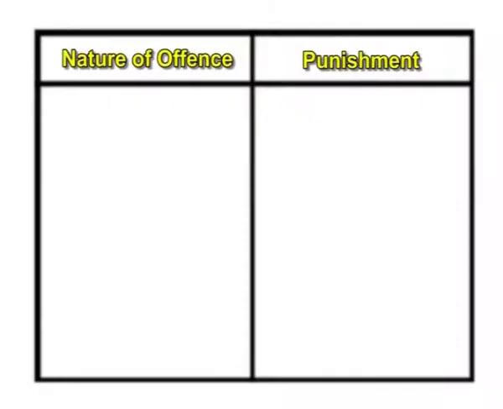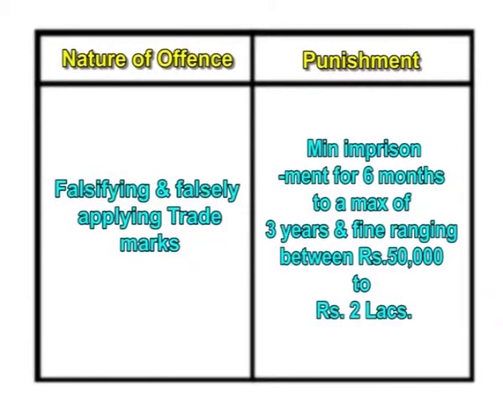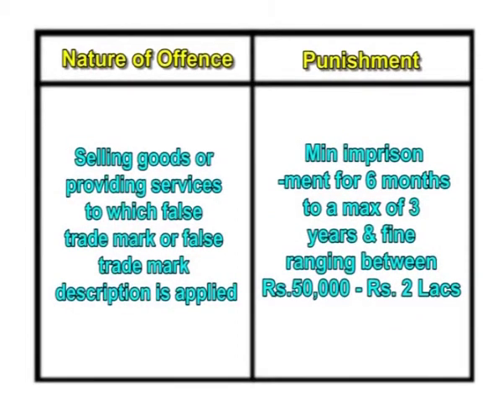In the Trademark Act 1999, provisions have been made for punishment of various offenses which may be committed by any person with regard to the falsification of trademark. The nature of offense and punishment can be briefly presented as under. Nature of offense, punishment. First, falsifying and falsely applying trademarks: minimum imprisonment of 6 months to a maximum of 3 years and a fine ranging between 50,000 to 2 lakh rupees. Second, selling goods or providing services to which a false trademark or false trademark description is applied: minimum imprisonment of 6 months to a maximum of 3 years and a fine ranging between 50,000 to 2 lakh rupees.